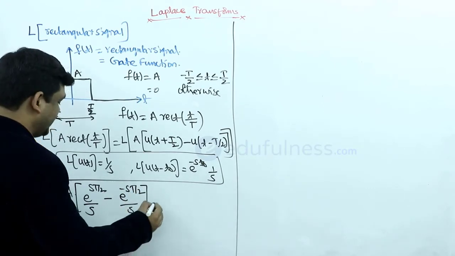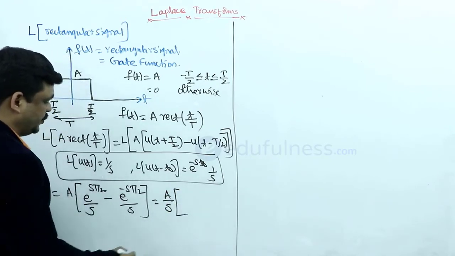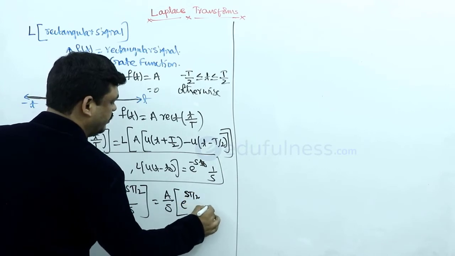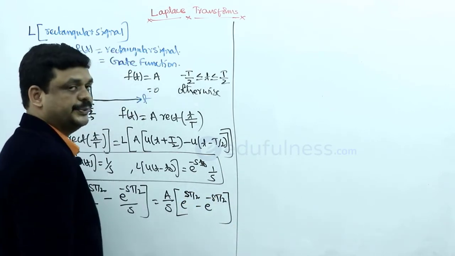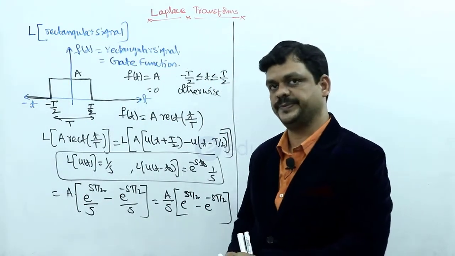Right? Now finally what is the answer? A by s, the constant amplitude by s, into e to the power of sT by 2 minus e to the power of minus sT by 2. So this gives the Laplace transform of the rectangular function.